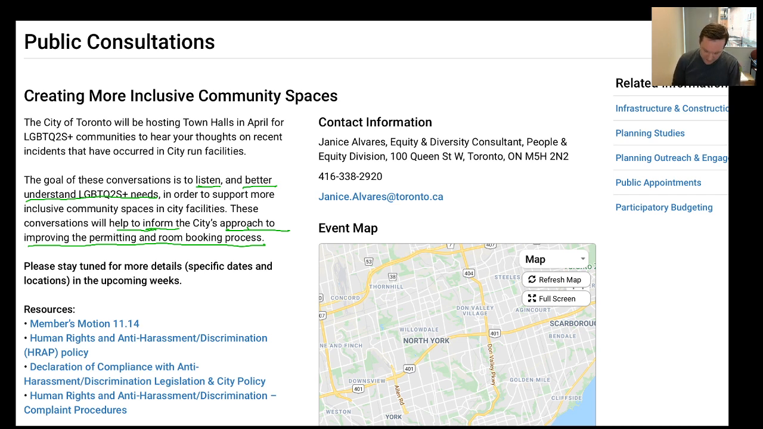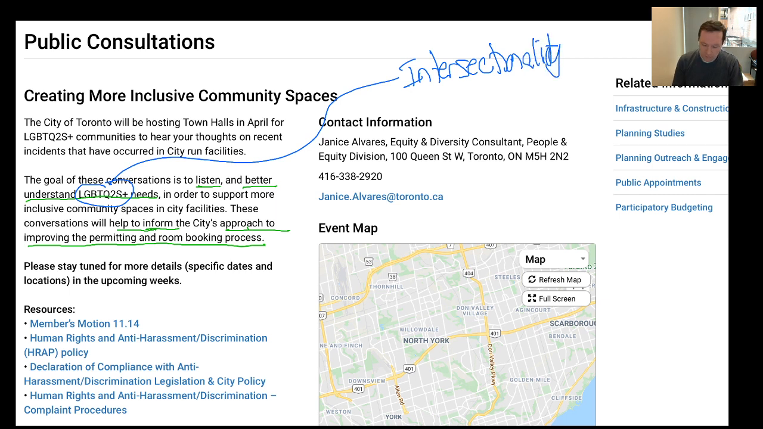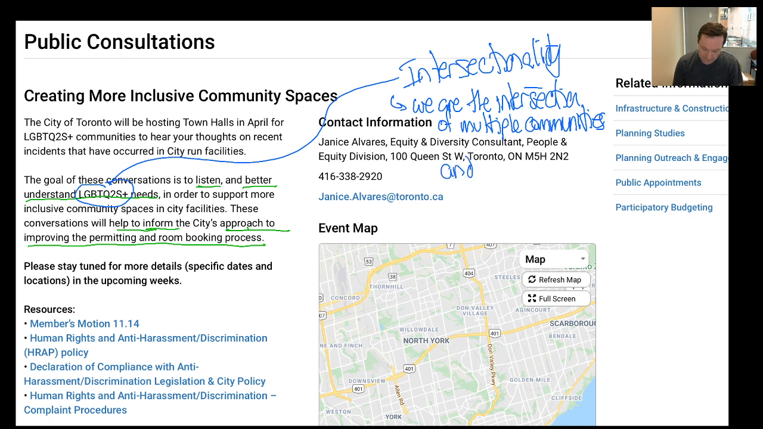And just to reemphasize the term, the notion of intersectionality in this context is a huge one, intersectionality being the idea that we are the intersection of multiple communities and identities. Wow, it's a lot slower to write. Maybe this is why students say we cover more in praxis than in courses where they have to write stuff down. Identities. Okay. So this is a public consultation with respect to inclusivity.